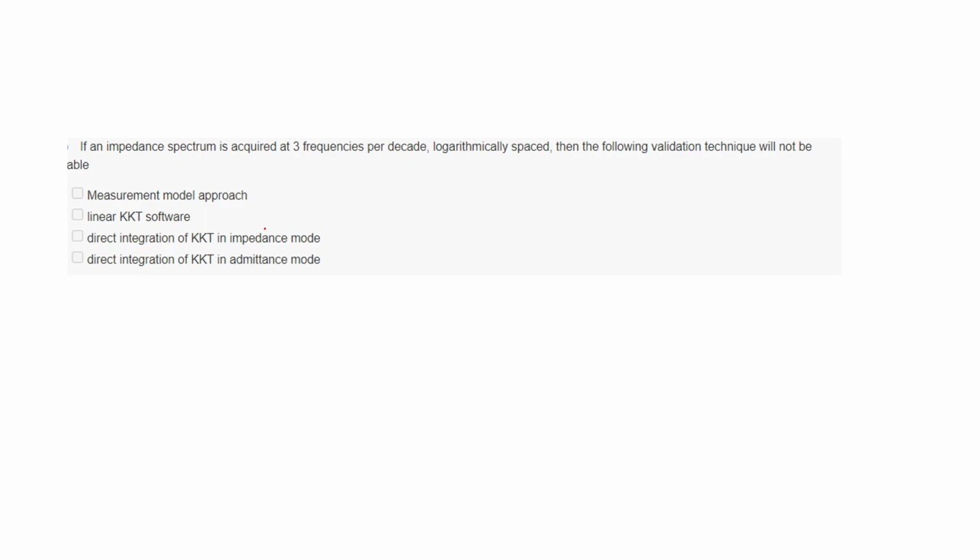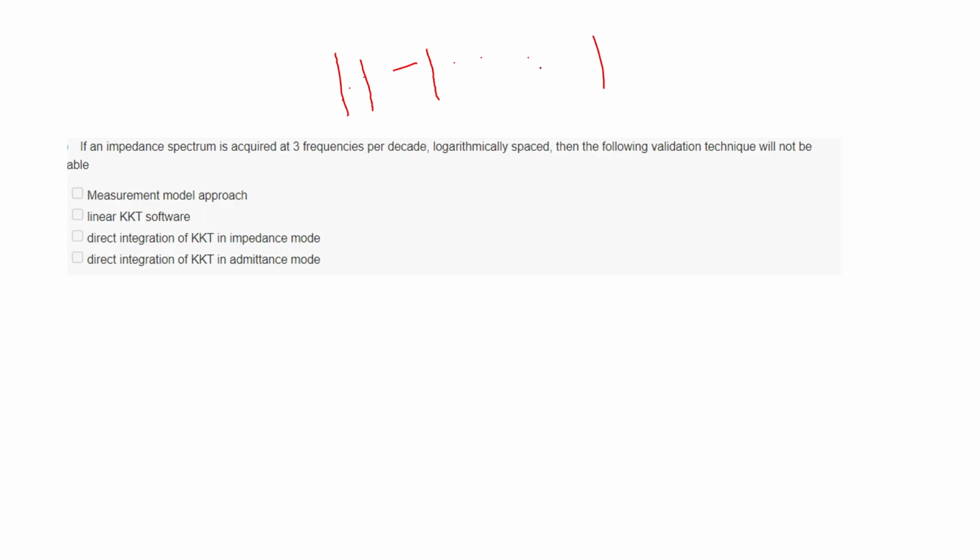So I told you, for doing KKT, you need to have data from 0 to infinite frequency. That means you need to have a wide set of data. So if the data is not completely available, what happens? You may get it as KKT non-compliant. So what does it mean? 3 frequencies per decade means you are having only 3 points. So here you will have 3 points, now here again 3 points. From 10 to 100 you have 3 points, again from 100 to 1000 you have 3 points.